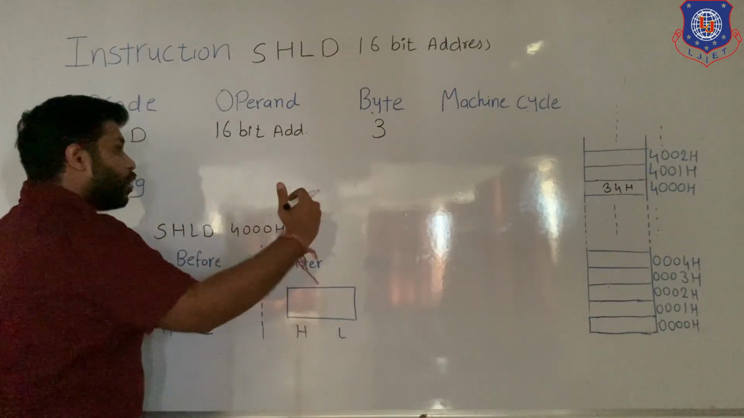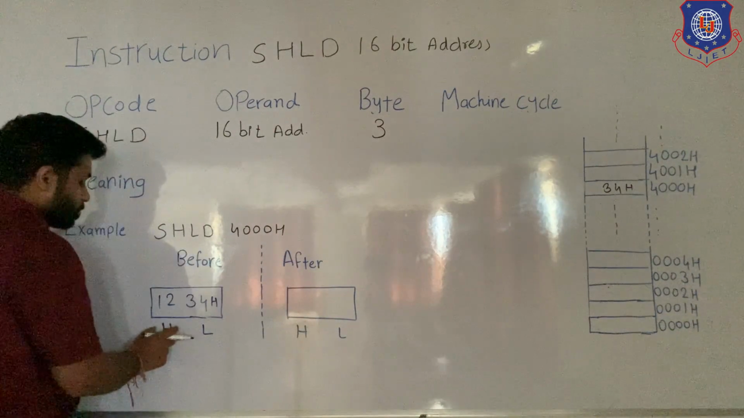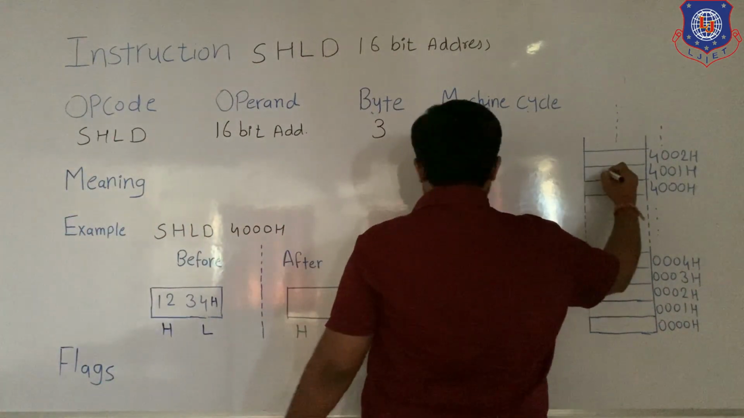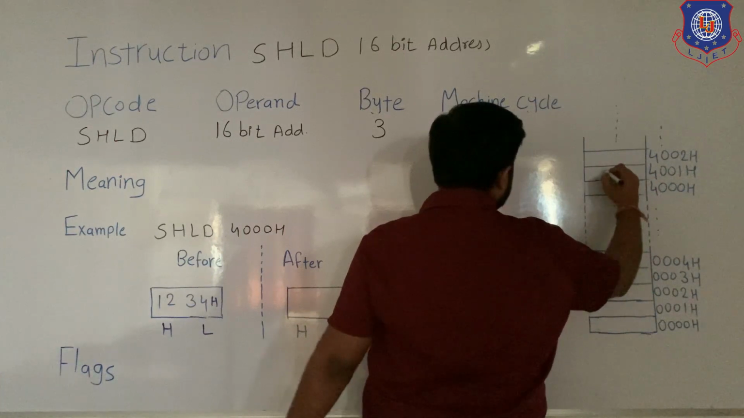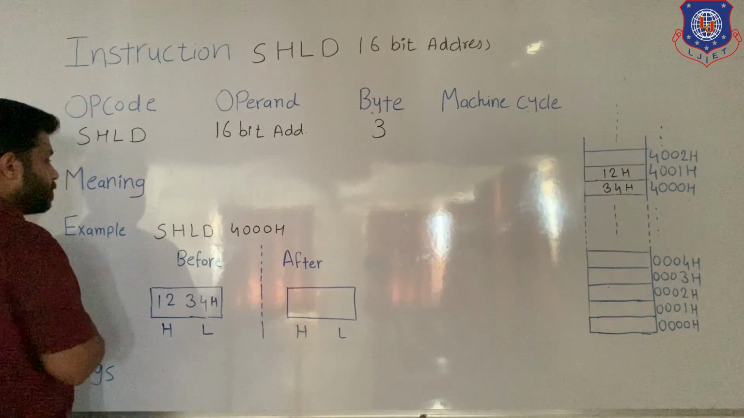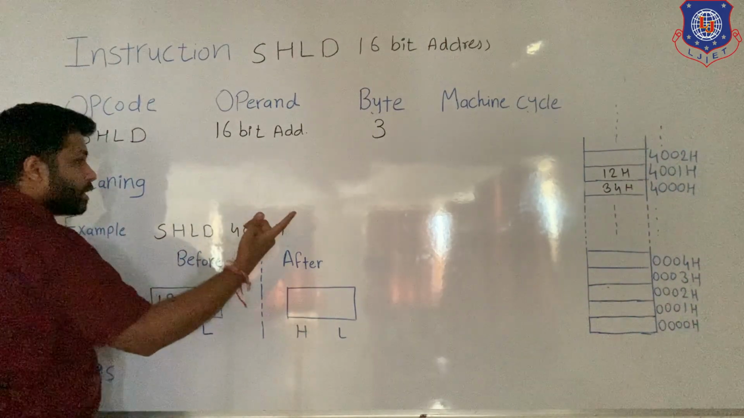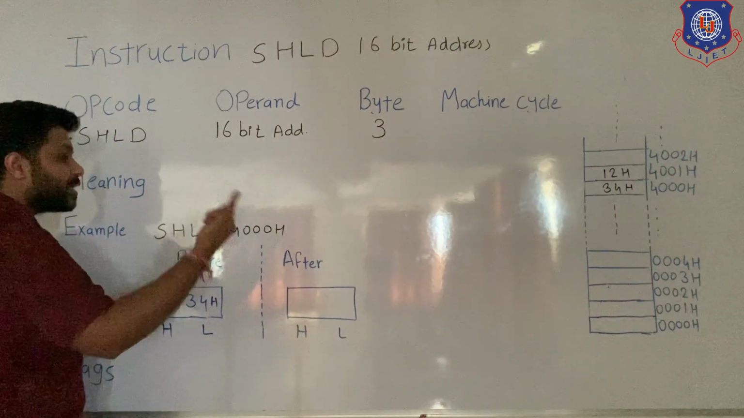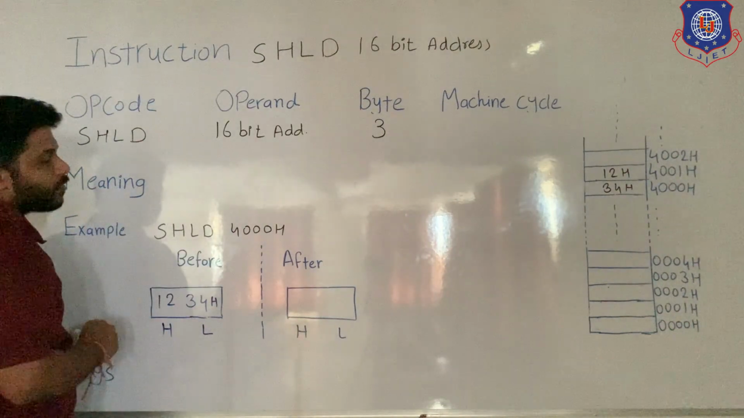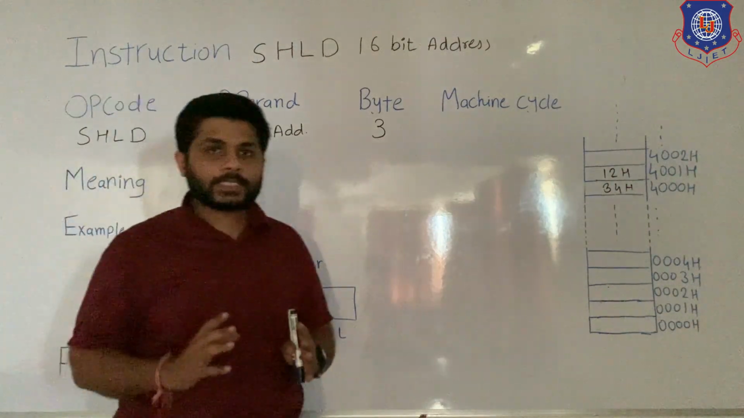After that, the memory location will be incremented and the value from H will be transferred to the next memory location. So data will be transferred from H to 4001. SHLD 4000H means data from L will be transferred to 4000H. After that, the memory location will be incremented and the next data from H will be transferred to 4001H. Because it is a data transfer instruction, no flags are affected.